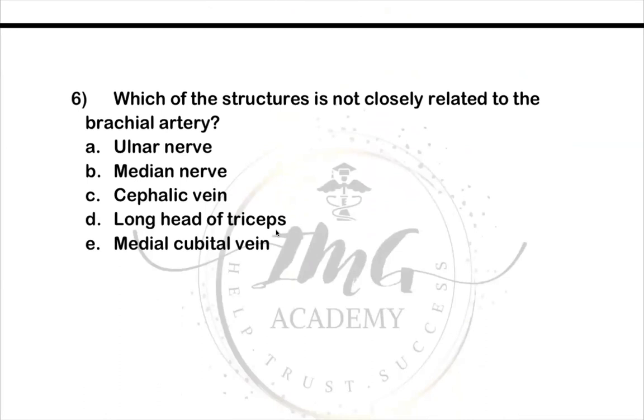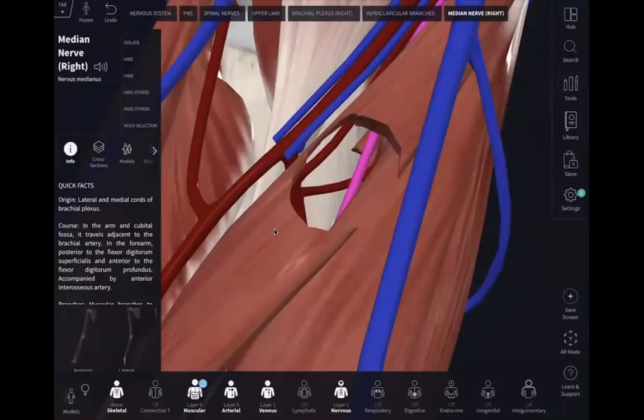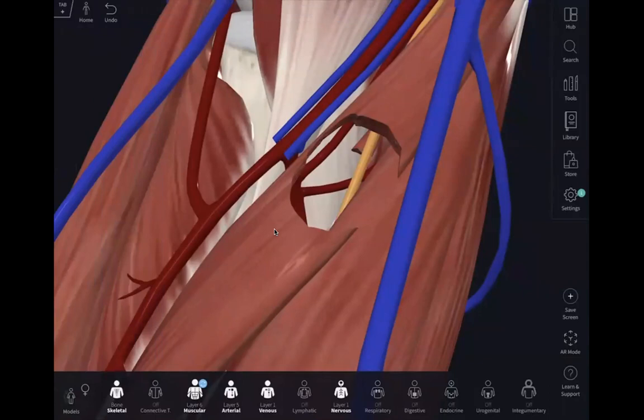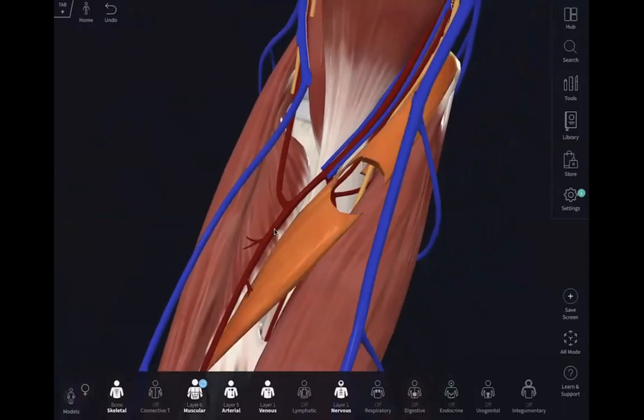Which of the structures is not closely related to the brachial artery? Again, it's about the structures, and now they're asking which is not closely related with our brachial artery. So what we have to see is what things are closely related with our brachial artery, and then we have to move on and search for the other answers.